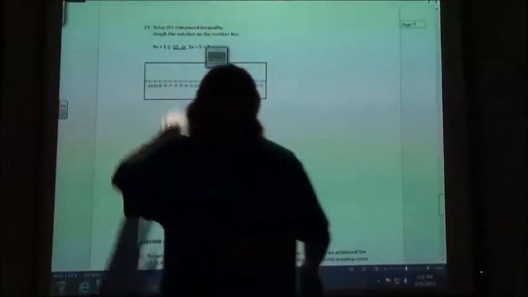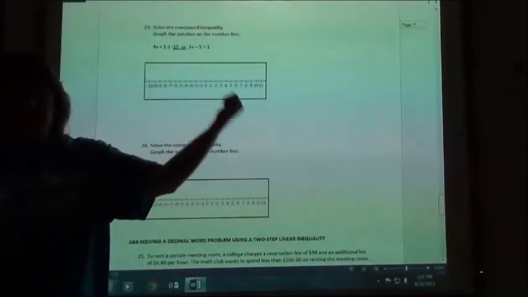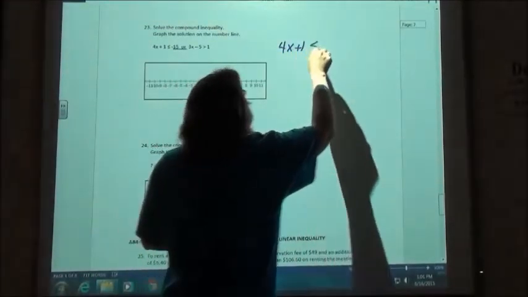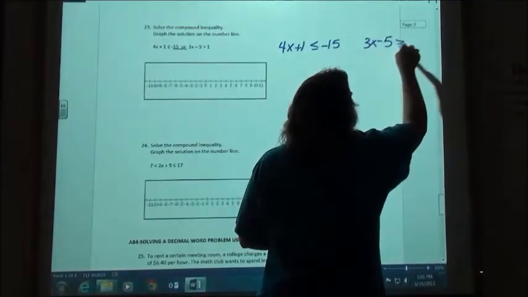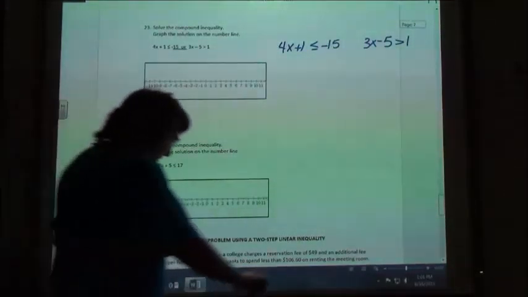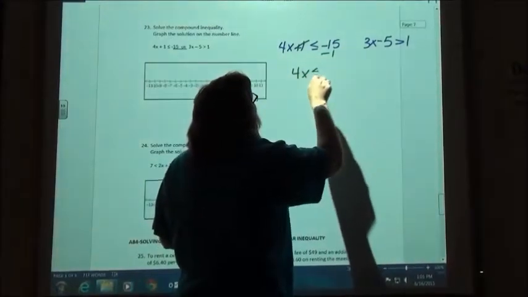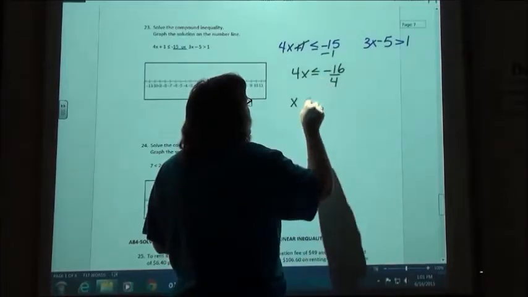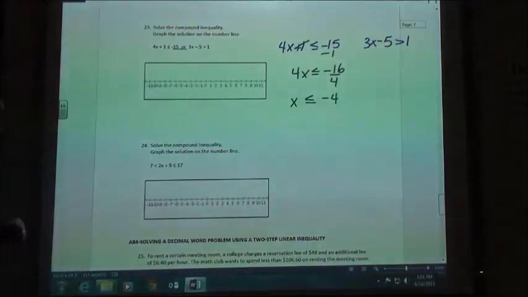So number 23, they have this already as two separate ones because it's an or, which tells me when I'm done I'm going to be graphing in two opposite directions. But 4x plus 1 is less than or equal to negative 15. 3x minus 5 is greater than 1. And then I just solve those like I solve anything else. I'm going to minus my 1. So 4x is less than or equal to negative 16. Divide by my 4. Since that was positive, I leave my inequality. X is less than or equal to negative 4.